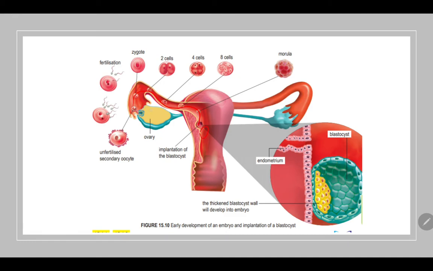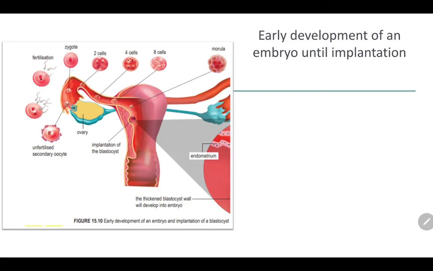As you can see here, this is the ovary. When the ovary releases, not produces, the secondary oocyte, okay, the sperm swim towards the ovum. This one sperm successfully penetrates into the ovum. Fertilization process occurs. Okay, along the way, the zygote would form. Okay, let's look at the detail of the explanation. For the explanation, okay, the early development of an embryo, implantation.